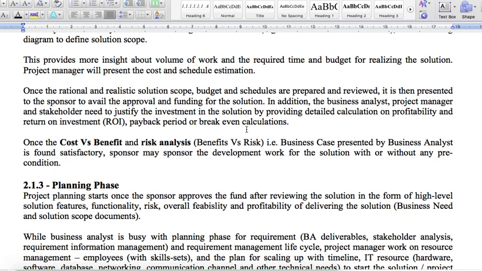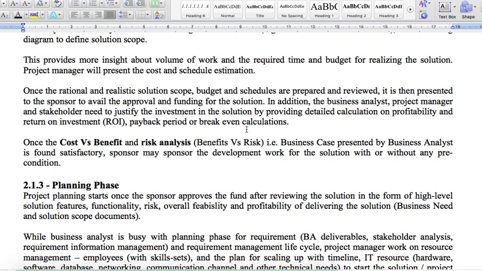If the business case presented by the business analyst is found satisfactory, the sponsor may sponsor the development work for the solution. Now, you as a business analyst will be preparing with the help of the project manager and stakeholders. But when you present it, you may face many queries, and when you answer those queries, you may get the funding for the development work. All the funding could be sanctioned, or it could be with some conditions. For example, if you implement phase 1, then you will get the funding for phase 2 and so on.